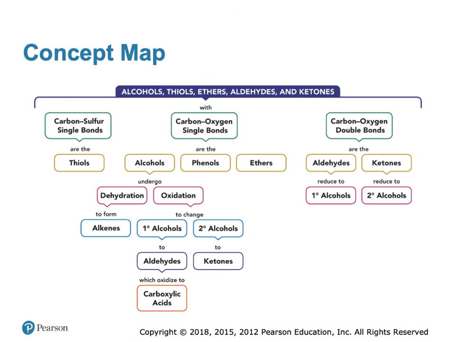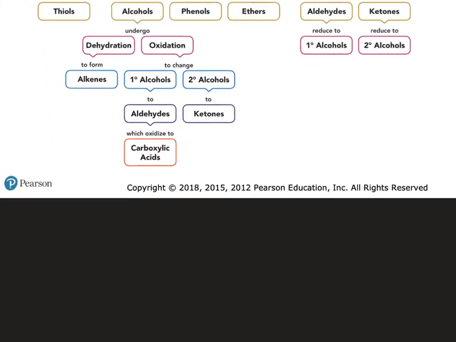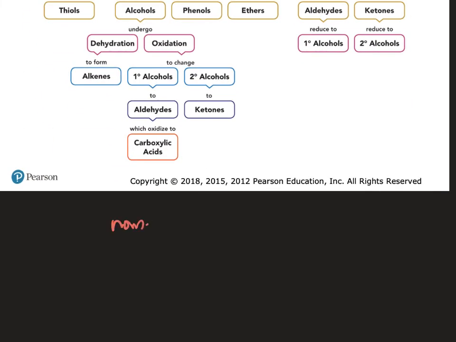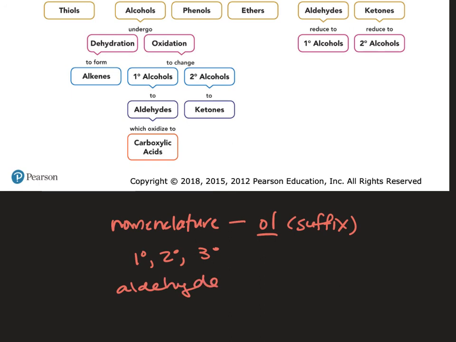All right, so this concludes the chapter about alcohols, ethers, aldehydes, and ketones. From the nomenclature perspective, you do not need to name alcohols, but you need to recognize that the OL means that you have an alcohol. So that suffix means that the alcohol is the primary functional group. You need to be able to identify a primary, secondary, or tertiary alcohol. You need to be able to identify an aldehyde, a ketone, a thiol, and an ether.